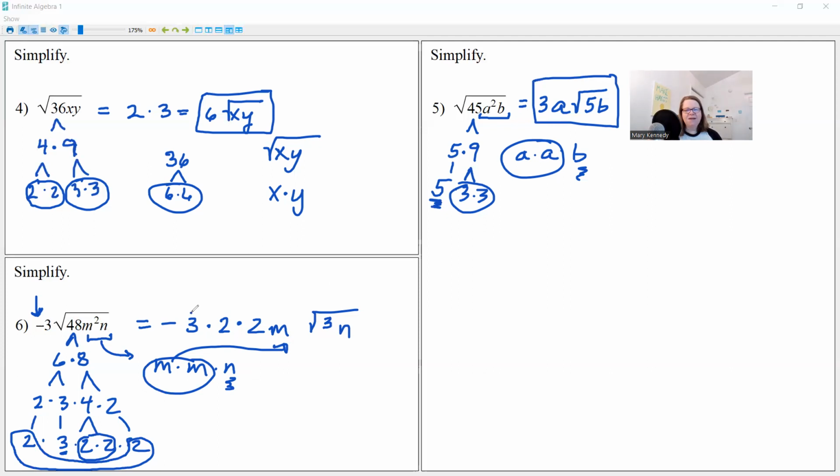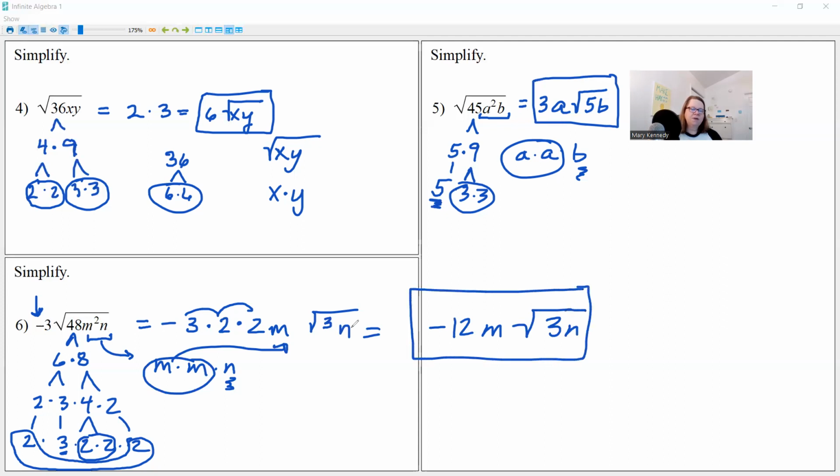So I'm almost to my answer. I would be finished, except that I can simplify this part. I can multiply that together. So let's do that. -3 times 2 is -6. And -6 times 2 is -12 times m. So final answer, -12m times the square root of 3n. I want to make sure that's all underneath the radical, the square root of 3n. And 4 times 3 is 12, and it's negative. I remembered to write the negative. Yeah, so there we go. All right, I hope that that's helpful. We'll look at some more very soon.